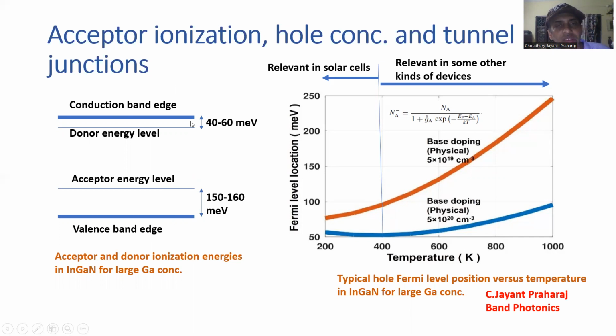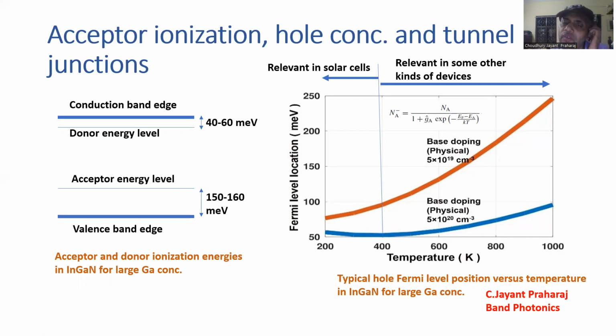For large gallium concentration, that is the case. And the fairly large location of the acceptor energy level above the valence band edge, which is 150 to 160 millielectron volts, is several times the thermal energy at room temperature. And that means that typically the Fermi level remains well above the valence band edge in these materials for a wide range of temperatures.